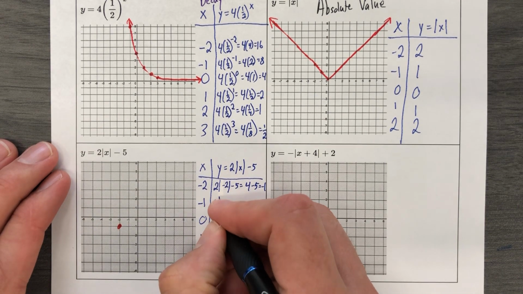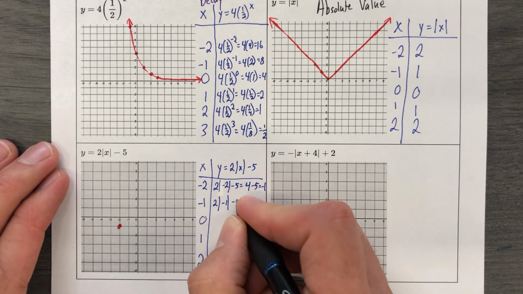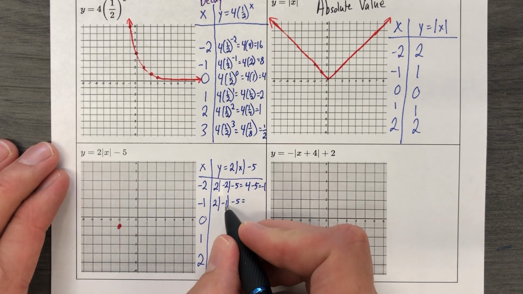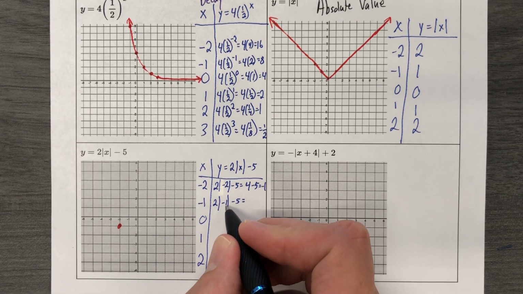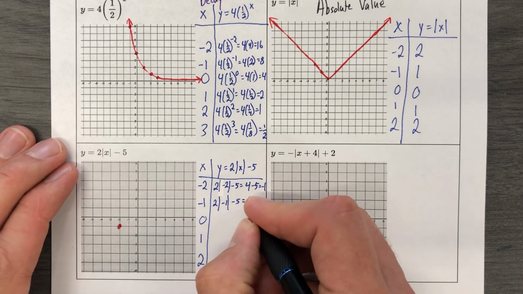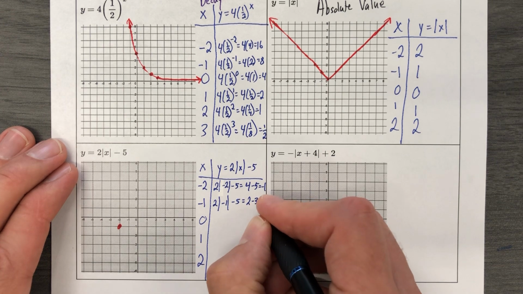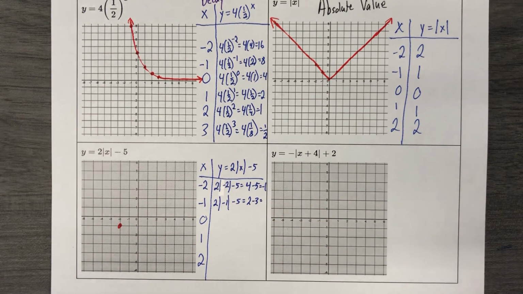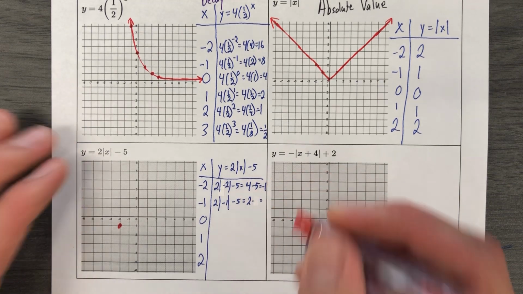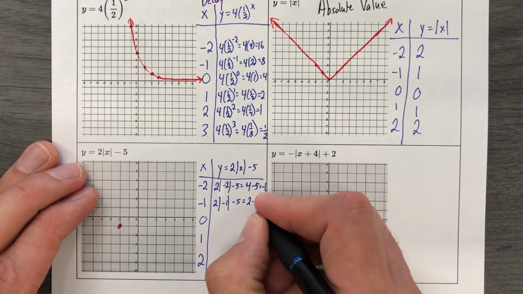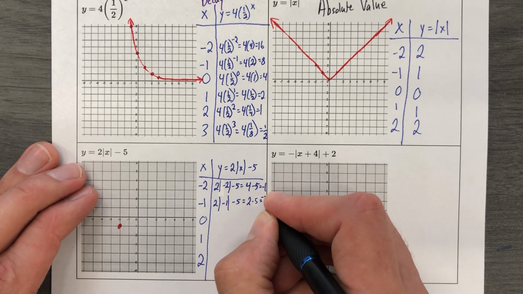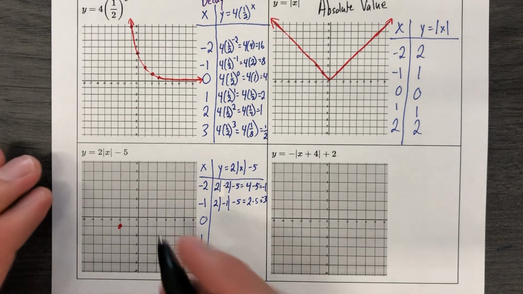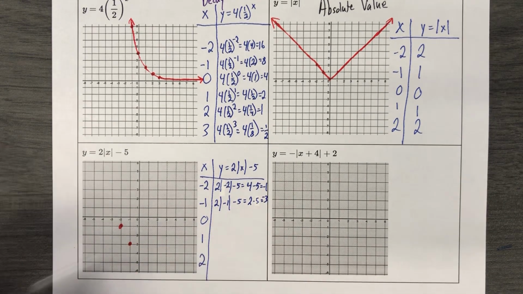So 2 times the absolute value of -1 minus 5 is going to give me 2 times 1, absolute value of -1 is 1. That's going to be 2 minus 5. That's going to give me negative, oh, no. 2 minus 5. I said 2 minus 5, I wrote 2 minus 3. Something was misfiring there. -3, okay. So -1, -3, there's that.